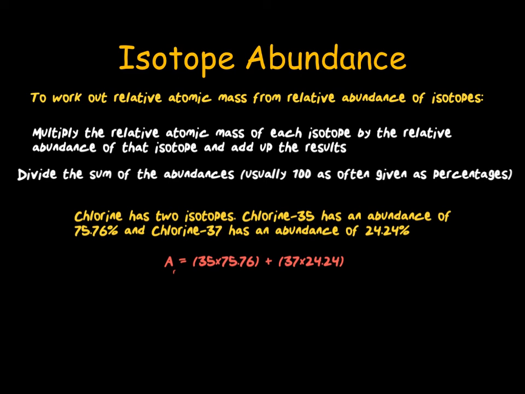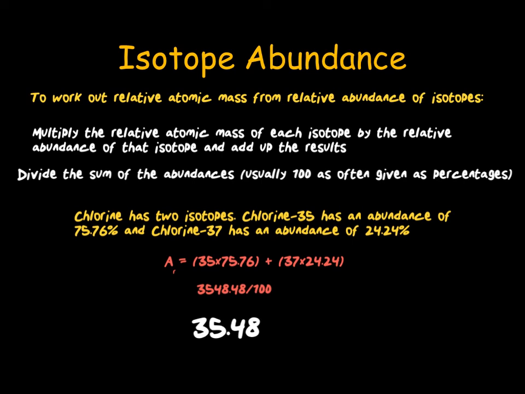This gives us a value of 3,548.48. We then need to divide this by the sum of the abundances. As we were given percentages, the overall number will be 100. So we will do 3,548.48 divided by 100. This gives us an overall relative atomic mass of 35.48 to 2 decimal places.